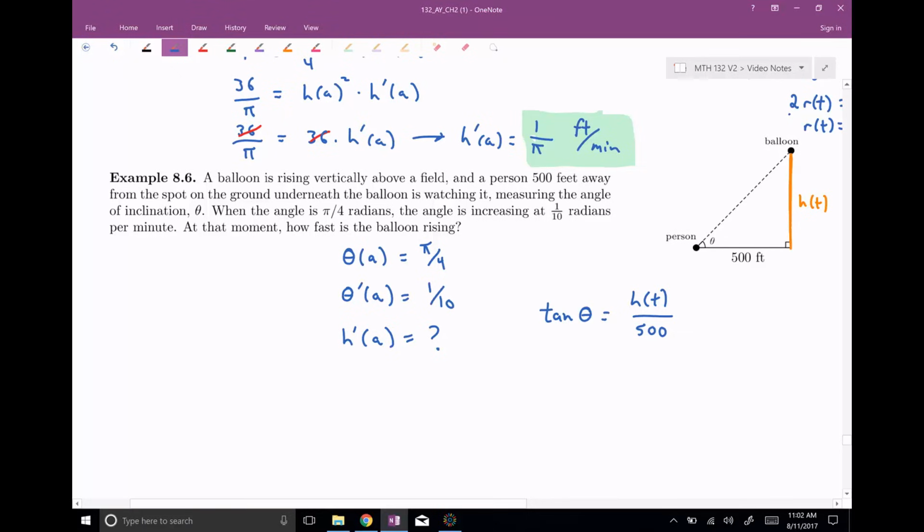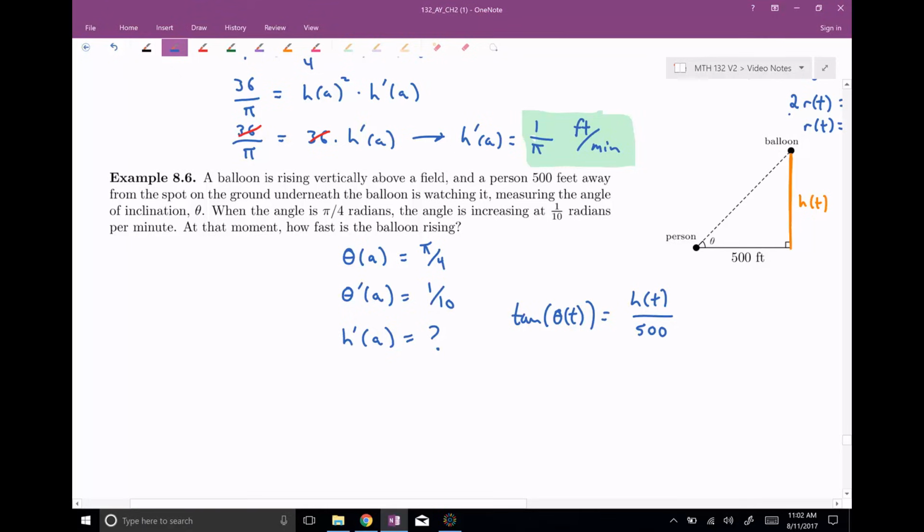Now remember, my theta is changing with time. So really, to be a little bit more precise, let me go ahead and write tangent of theta of t. Right, so that theta is changing with time here. Okay, now I'm ready to go ahead and solve. Again, the first thing that I would want to do is take the derivative, because notice I have a lot of rates to relate together, right?